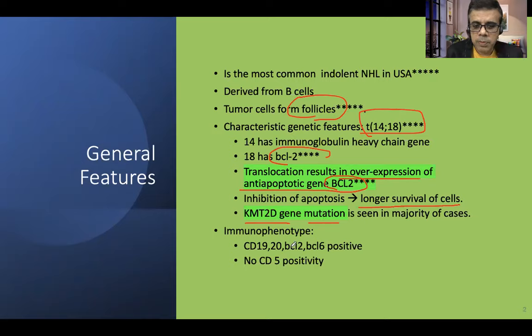Coming to the immunophenotypic staining, it will be CD19, CD20, the B cell marker positivity, and BCL6, the germinal center marker, will be positive. The BCL2 protein, the resultant marker of the anti-apoptotic gene, will be markedly overexpressed. That is the characteristic clinching feature in favor of follicular lymphoma. And to differentiate it from other lymphomas like chronic lymphocytic lymphoma and mantle cell lymphoma, there will be absence of CD5. The CD5 staining, an aberrant staining of a T cell marker, will be absent here.